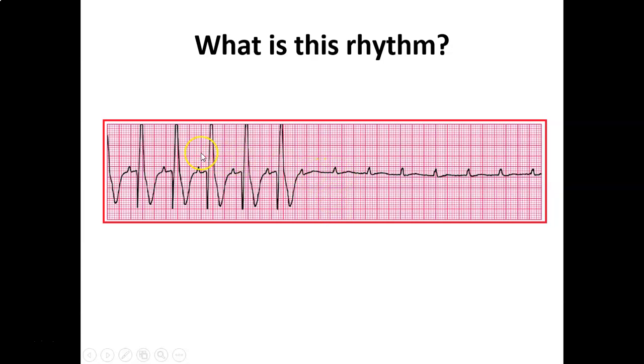You may come across this type of rhythm. You see here the normal QRS complex, and all of a sudden the ventricles stop beating, although the atrial activity is there. So this is again asystole. This is ventricular asystole.